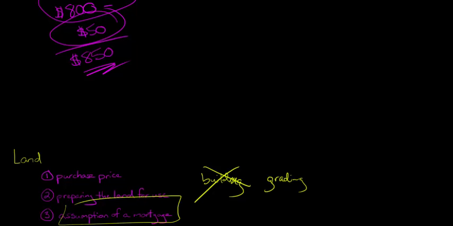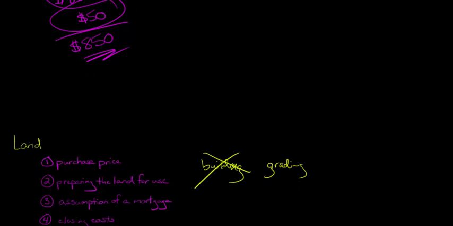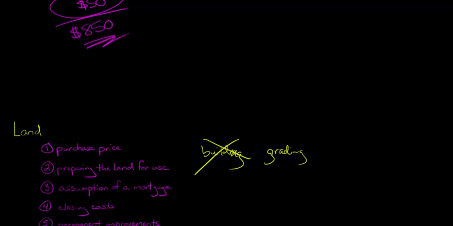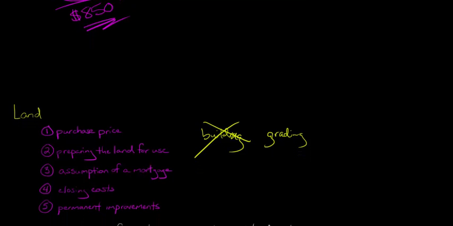If you assume the mortgage of the previous owner, if they had a mortgage, you assume that mortgage, that's also going to increase the capitalized value of the land. That's going to get added to the cost. And then any closing costs associated with the real estate closing, those are going to be part of the asset's value, and any permanent improvements to the land.